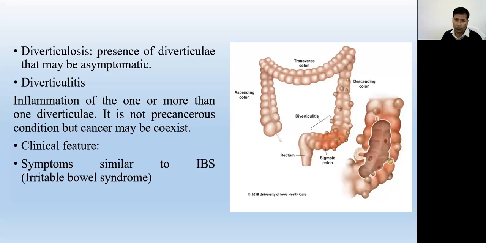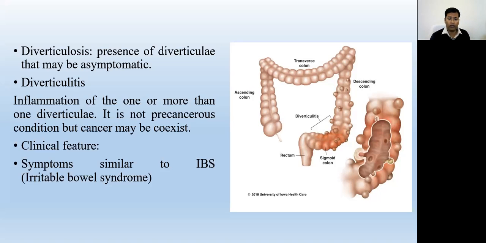IBS, irritable bowel syndrome, means the patient has pain in the lower abdomen. The patient sometimes has diarrhea and sometimes constipation. The patient has less appetite and food is not properly digested. So the patient may have loss of weight, and may have anorexia also, and the condition is just similar to that.